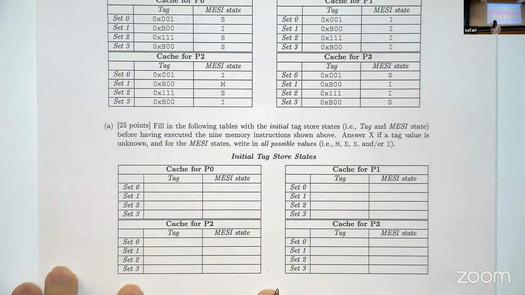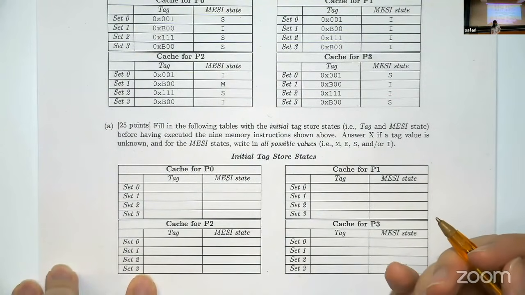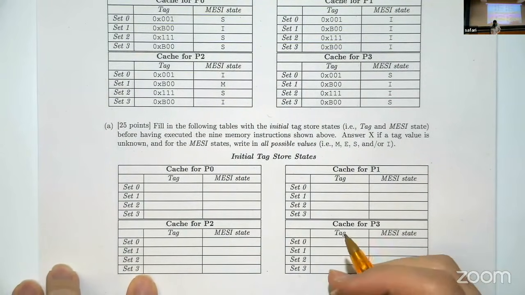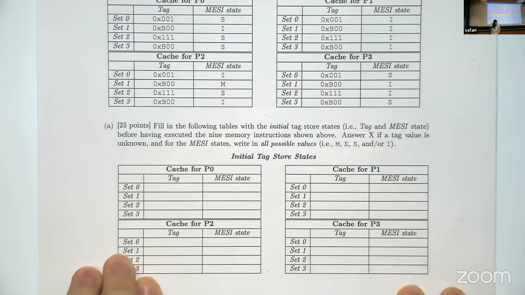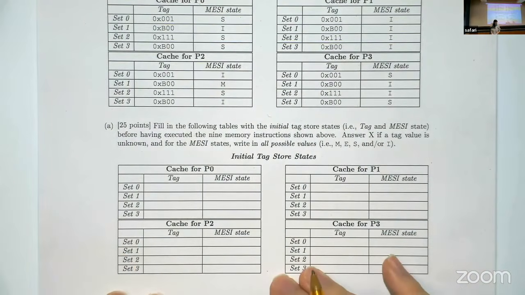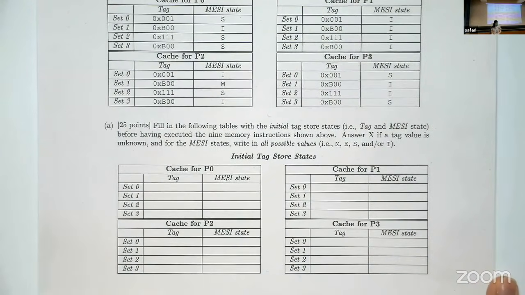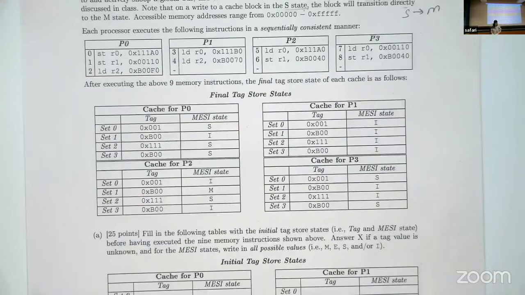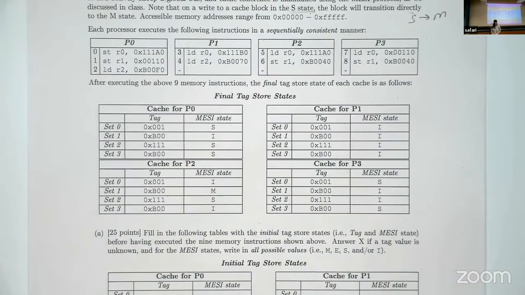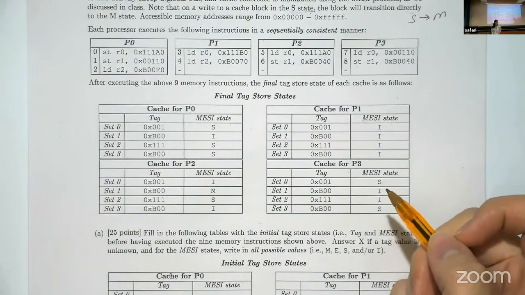The first task is to determine what was the initial state. But we will do this item and also the ordering together, because they're already related to each other. So what I would first do when I see this question is figure out how to index these caches.